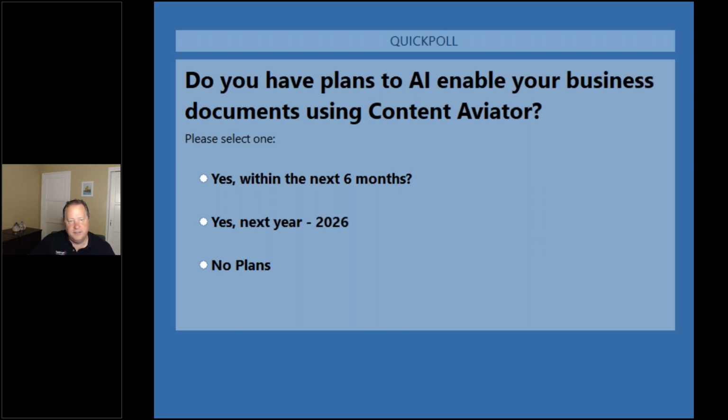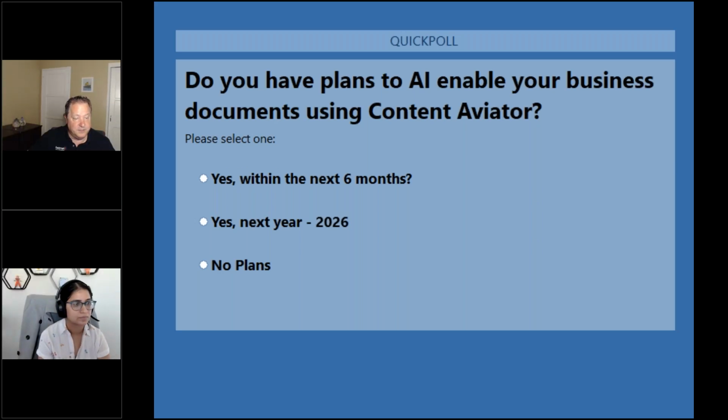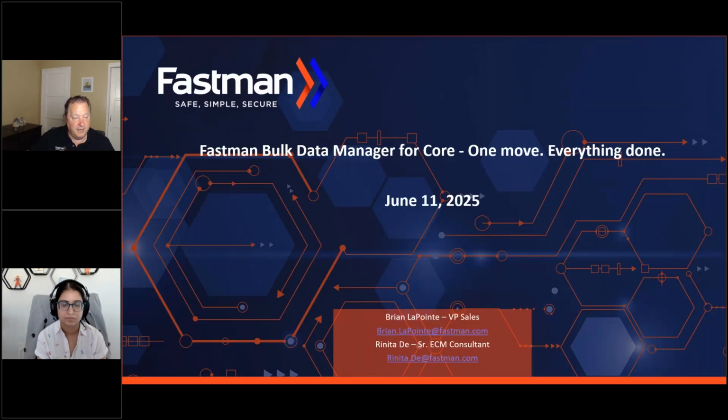I threw this question out there because one of the quickest ways to get to Content Aviator is through the Core Content solution right now, because it's a multi-tenant SaaS. So thank you for the feedback. I'll close that poll and we'll move on. I got a few others here.